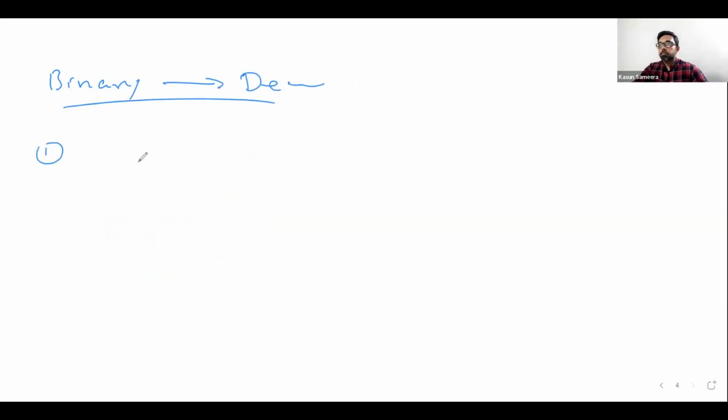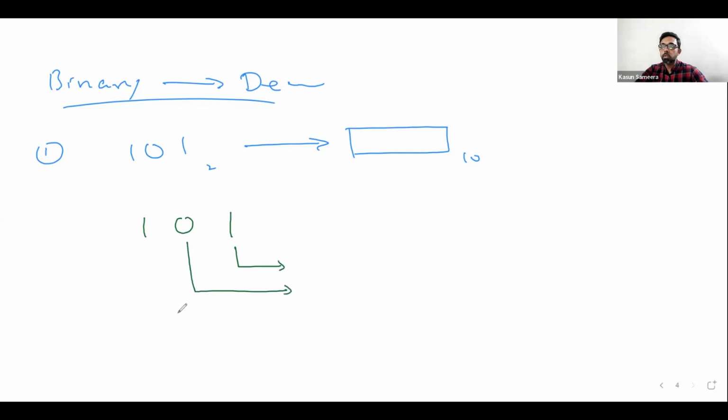Right, first question. 101 base 2. Convert this number into decimal. How are we going to do it? I will show it step by step. Okay, long method. You need to multiply each and every number with powers of 2. First, I will write the same number 1 0 1, then multiply, starting from 2 to the power 0, 2 to the power 1, 2 to the power 2.